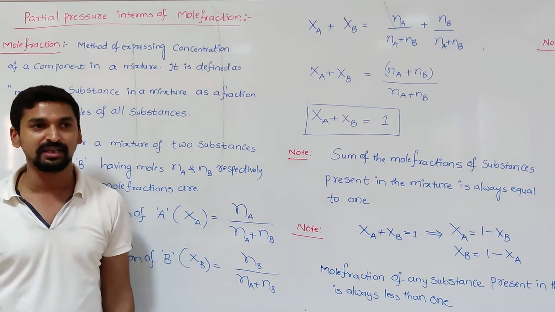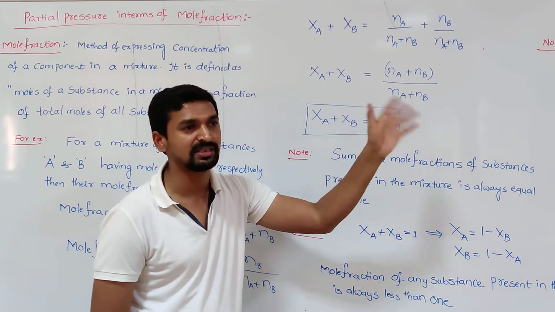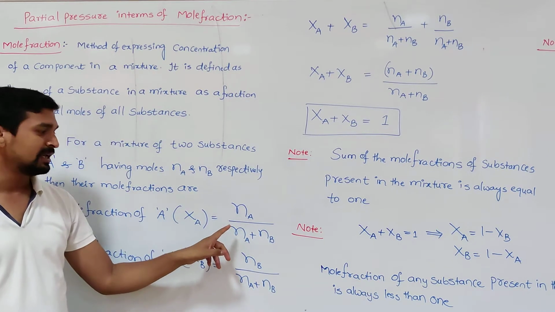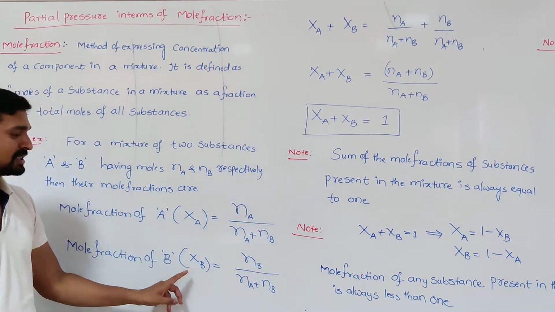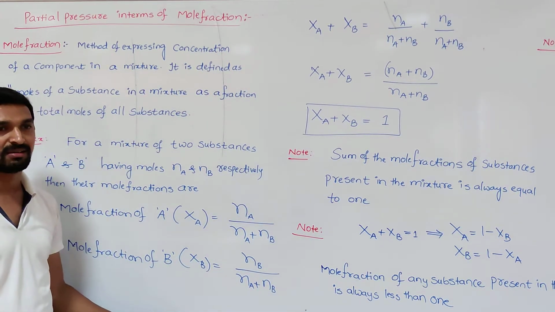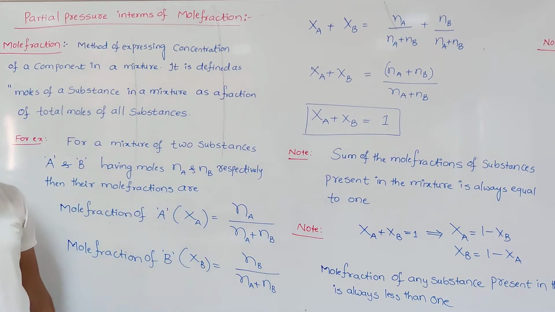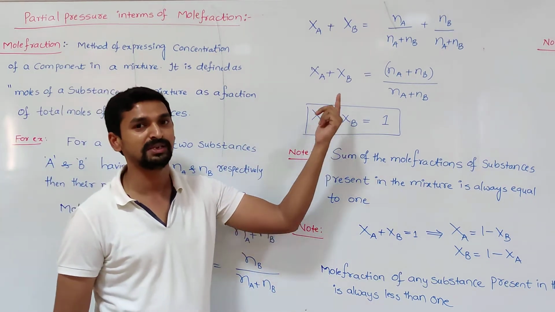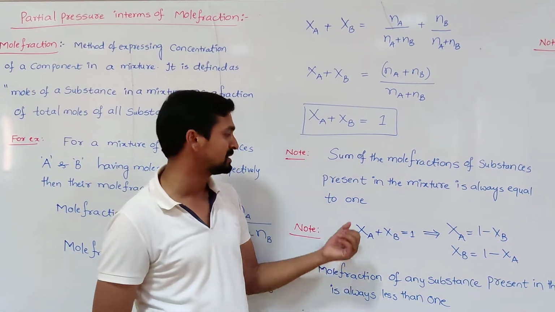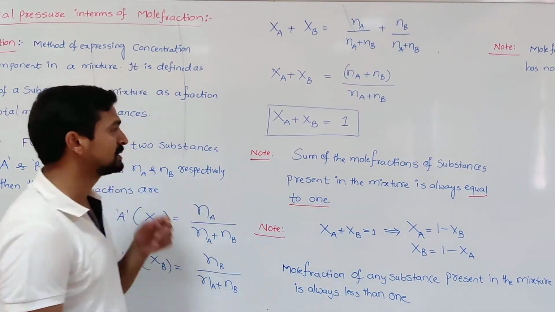Suppose three components are there, A, B and C, then what is that? Xa plus Xb plus Xc is always equal to 1. What is Xa if three components are present? Xa is equal to Na by Na plus Nb plus Nc. Xb is equal to Nb by Na plus Nb plus Nc. Then Xc is equal to Nc by Na plus Nb plus Nc. When we add all these three mole fractions, again we get Xa plus Xb plus Xc equal to 1. That's why the sum of the mole fractions of all the substances present in the mixture is always equal to unity.